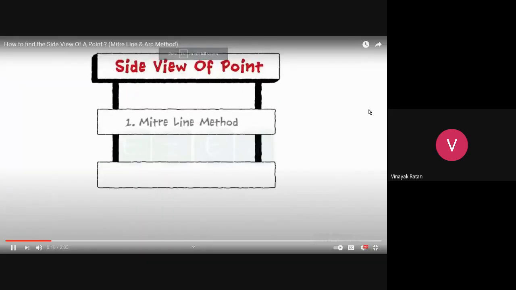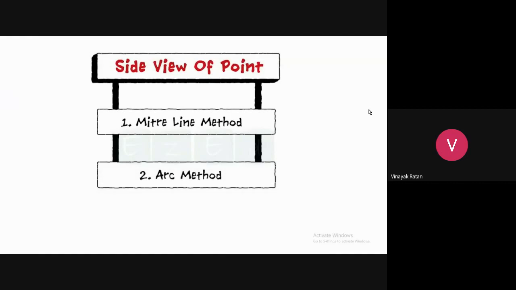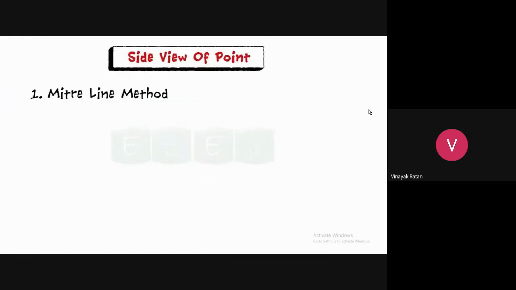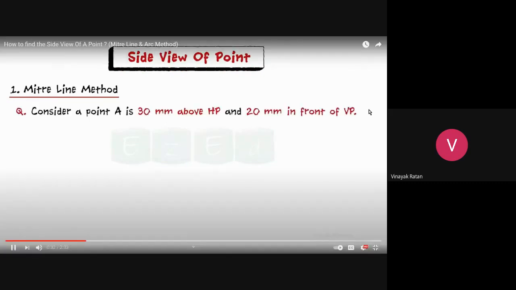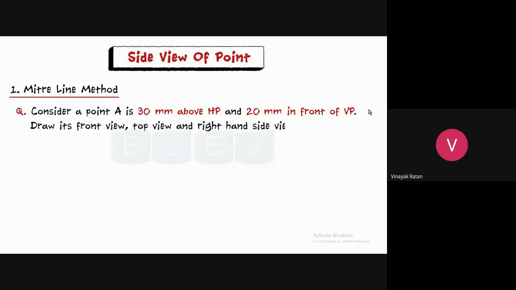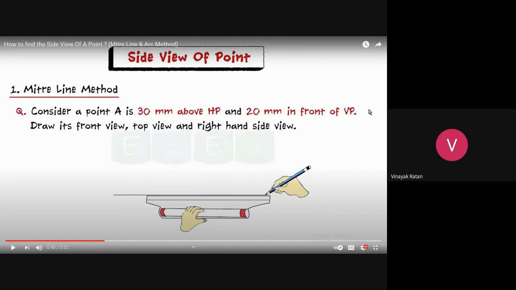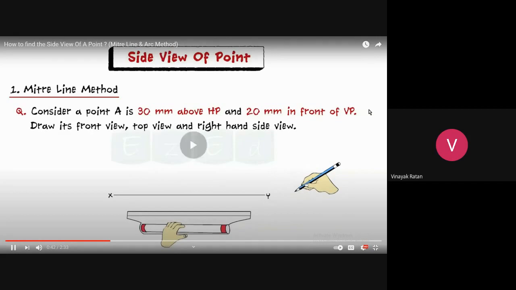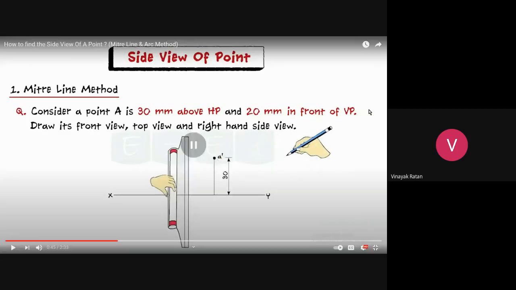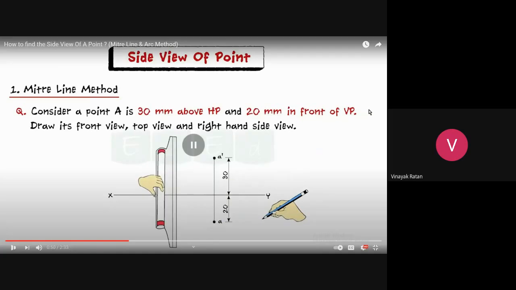Here, in order to draw the side view of a point, there are the mitre line method and the arc method. So what is the mitre line method? It first takes a problem. Let's take the same problem. Consider a point 30 mm above HP and 20 mm in front of the vertical plane. He'll draw the front view, the top view and the right-hand side view. This is your roll and draw scale. First he draws a reference line X and Y. Then he draws the front view at a distance 30 mm above the XY line, A dash. Then the top view 20 mm below the XY line, denoted by A.